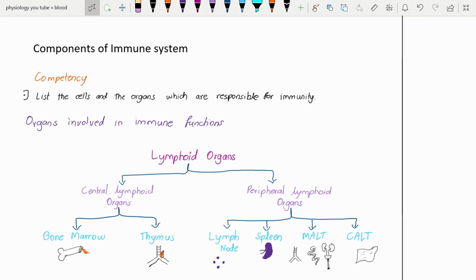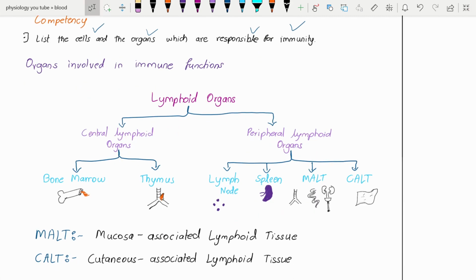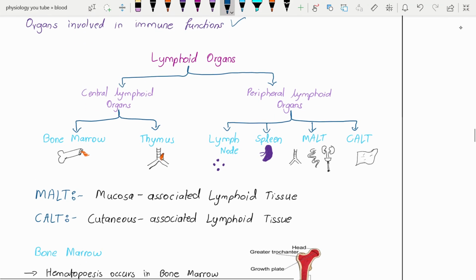Once again, we will study the components of the immune system in this video. The competency for this video is to list the cells and the organs which are responsible for immunity. First we will study the organs. The organs involved in immune functions we call lymphoid organs.